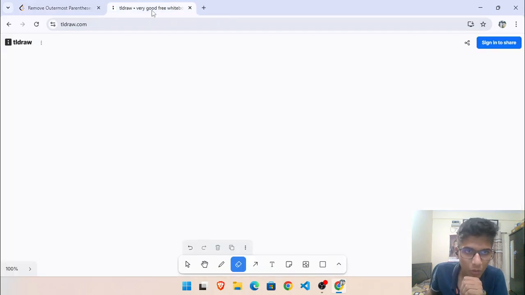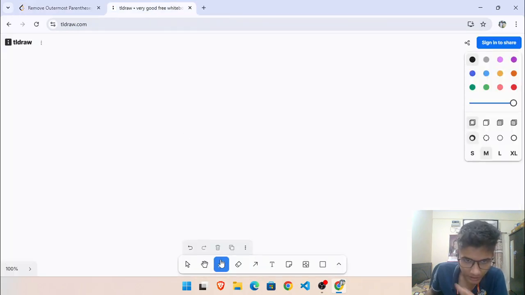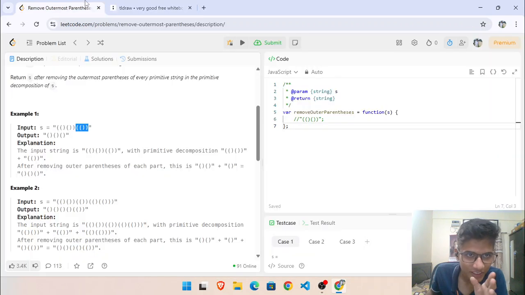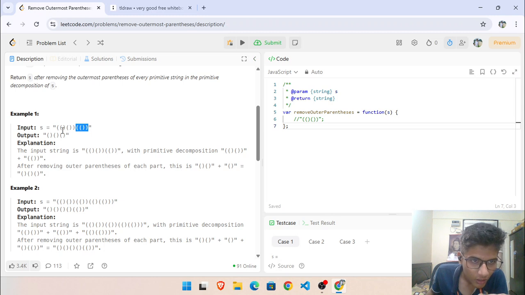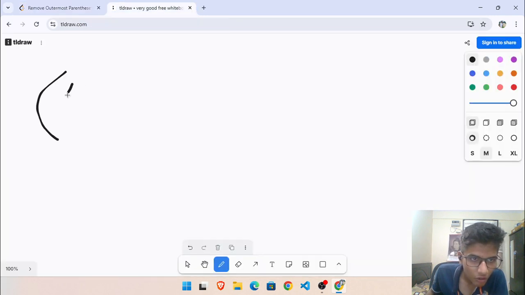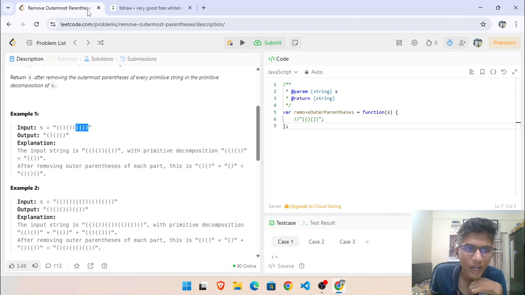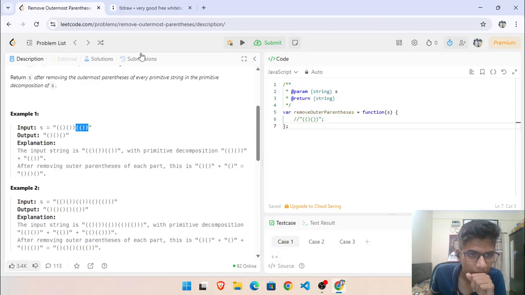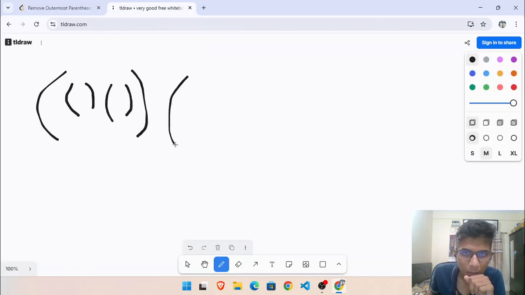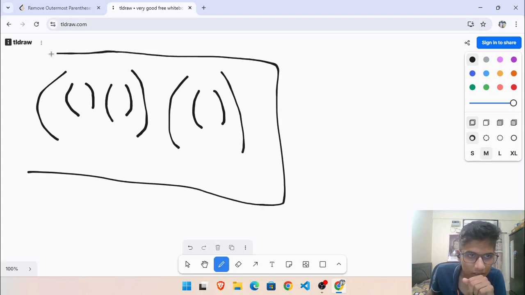So let me show you on a whiteboard. Sorry, I will write everything with the mouse, I do not have a stylus. I'm taking that example only. A pair of brackets inside it, and after that again a pair of brackets inside it, and then a pair of outer brackets, and after that a pair of brackets inside it. So this whole thing is my s.